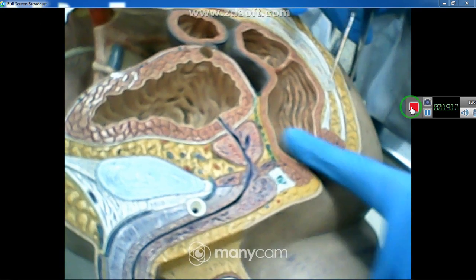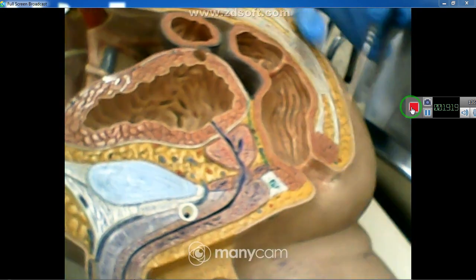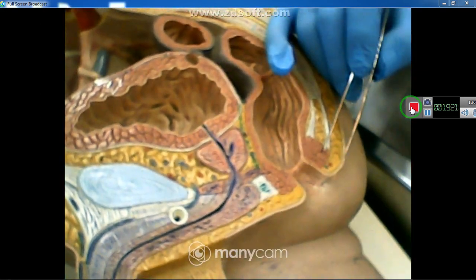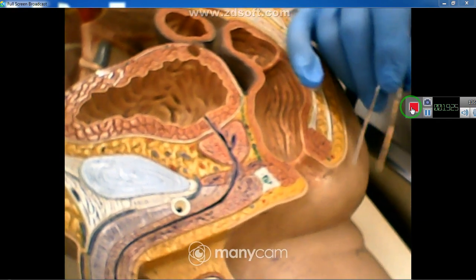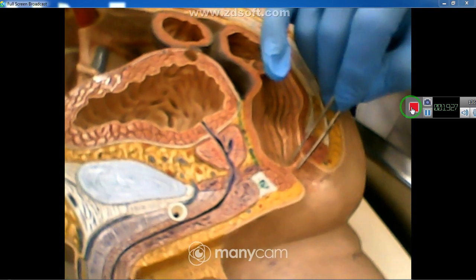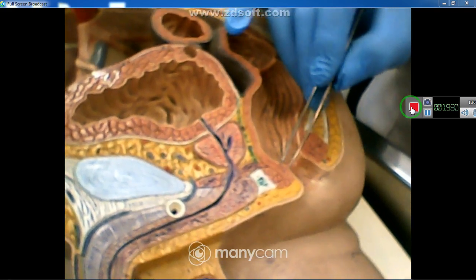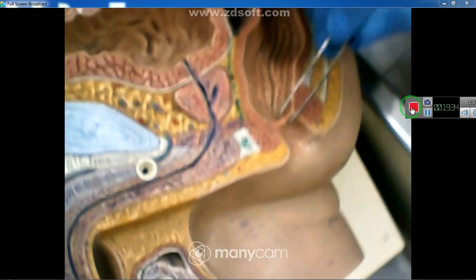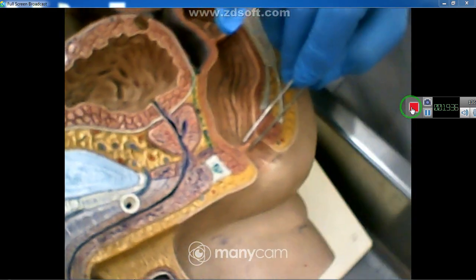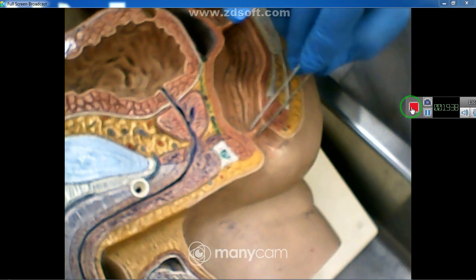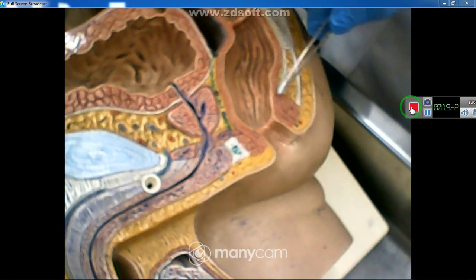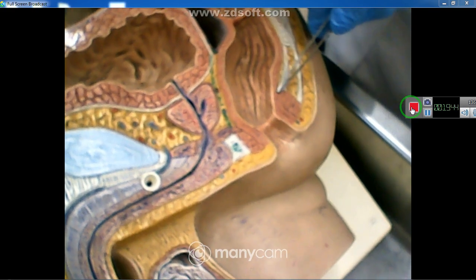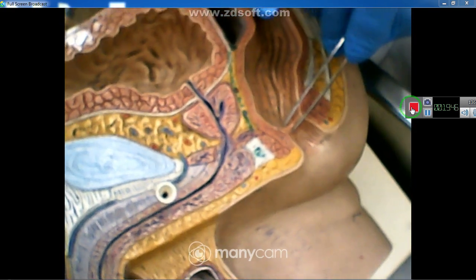By PR examination, you may feel two constrictions, two circular rings in the anal canal. One of them is this, which is located at the anorectal junction. This is called the anorectal ring, produced by the deep external anal sphincter and the puborectalis part of the levator ani. This is the anorectal ring.